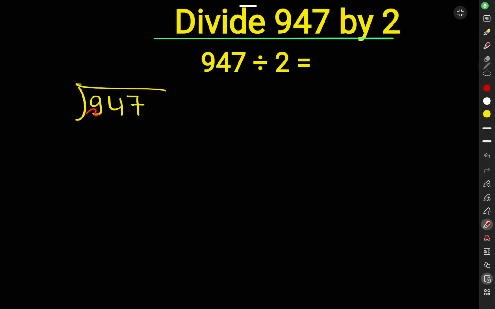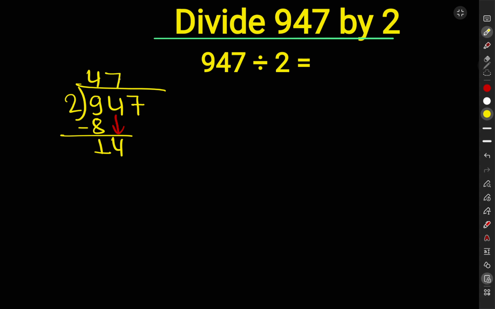We divide 947 by 2 in a long division method. So 2 times 4 is 8. On subtracting we get 1. So now we put down this 4 and it is 14.